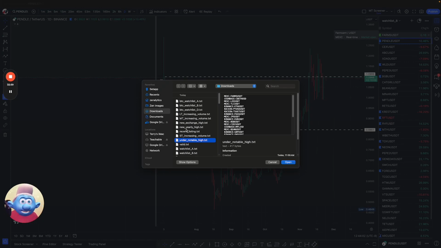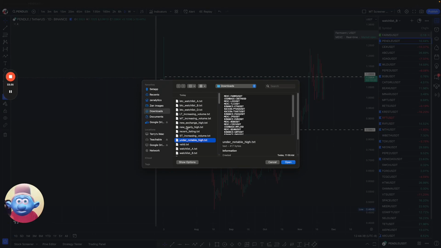The new yearly high is what it says. Within the past 52 weeks, it has set a high. Today's high would be the highest high in the last 52 weeks. That's basically what that one is. Under notable highs is typically the list that I refer to out of this category, because oftentimes if it's on the under notable high watchlist, it's also going to be on the new exchange high and the new yearly high. So this one's the one that I go to first.